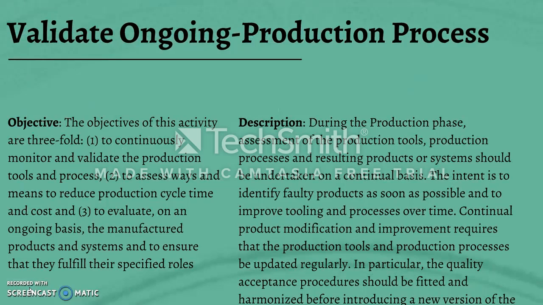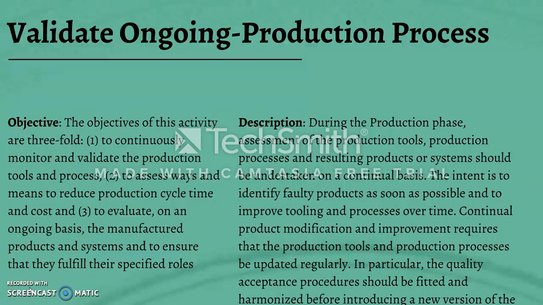Validate ongoing production process. The objectives of this activity are three. First, continuously monitor and validate the production tools and process. Second, to assess ways and means to reduce production cycle time and cost. And finally, to evaluate on an ongoing basis the manufactured products and systems and to ensure that they fulfill their specified rules.